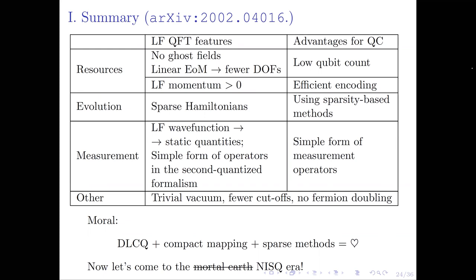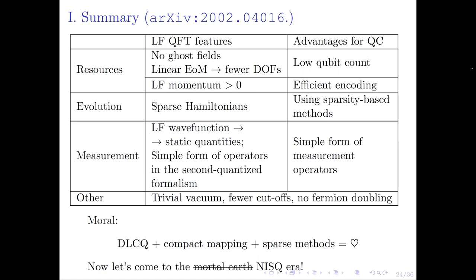So you don't have ghost fields. You have linear equation of motion. And because of this, you have fewer degrees of freedom. For example, the Dirac spinor in four dimensions, instead of 4 degrees of freedom in equal time, only has 2 on the light front. And you have positive momentum in the light cone direction.